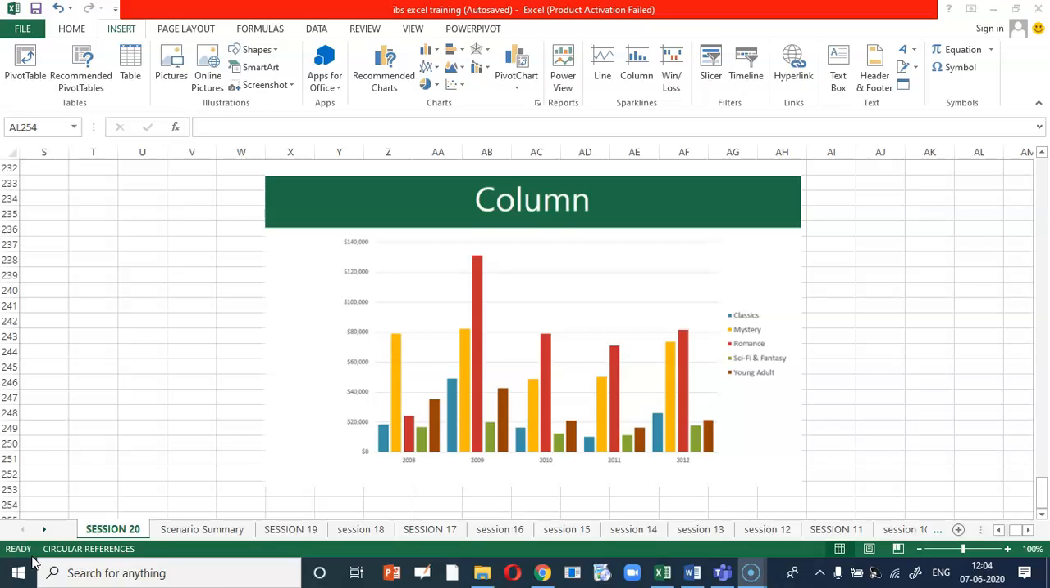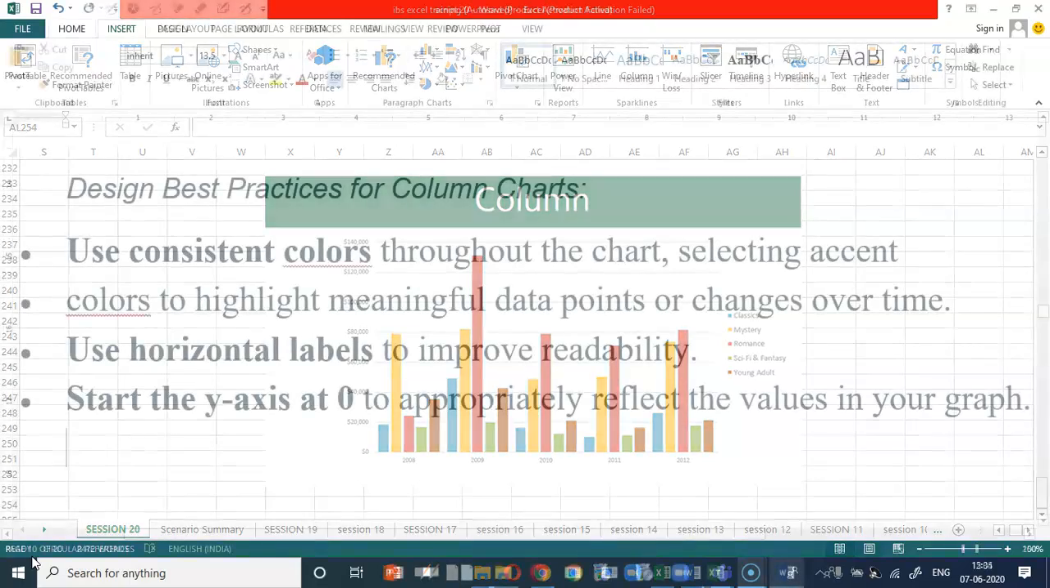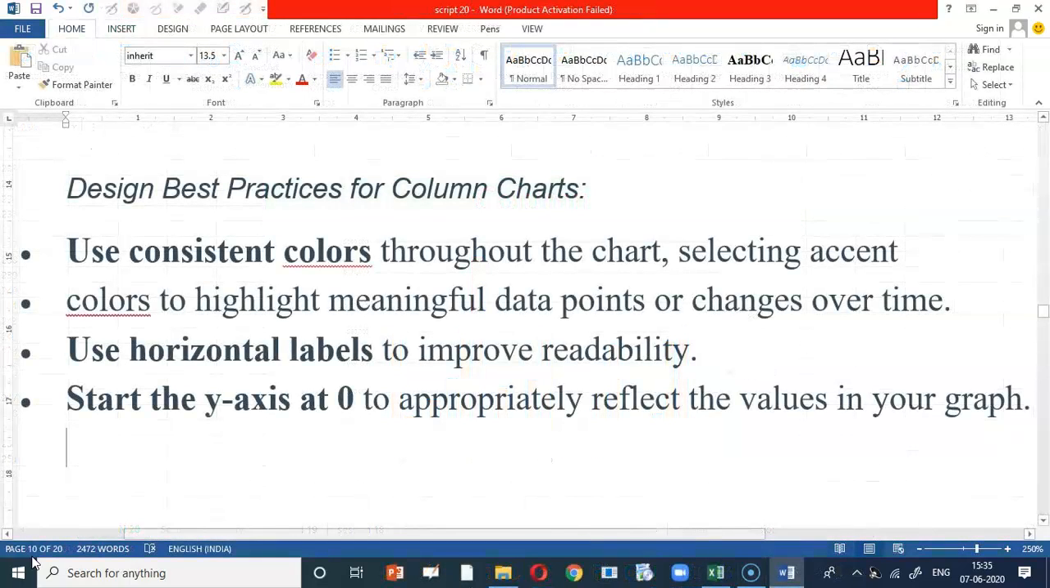The best design practices for column charts are: use consistent colors throughout the chart, selecting accent colors to highlight meaningful data points or changes over time. Use horizontal labels to improve readability, and start the y-axis at 0 to appropriately reflect the values in your graph.